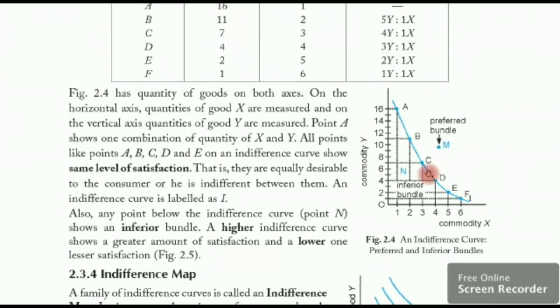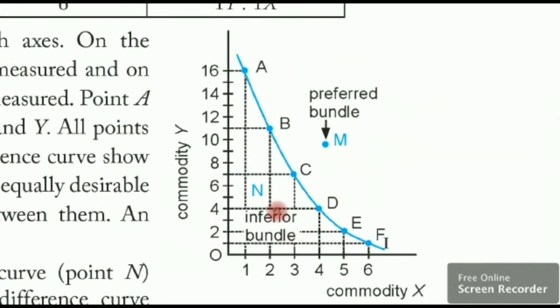Now this one on your screen, you can see the indifference curve map. The same table, commodity X and commodity Y, right? Here A, B, C, D, E, F, all these points are expressing the preferred bundles. Bundle in a sense means pairs of different commodities. From A to F, every single point gives the same level of satisfaction.